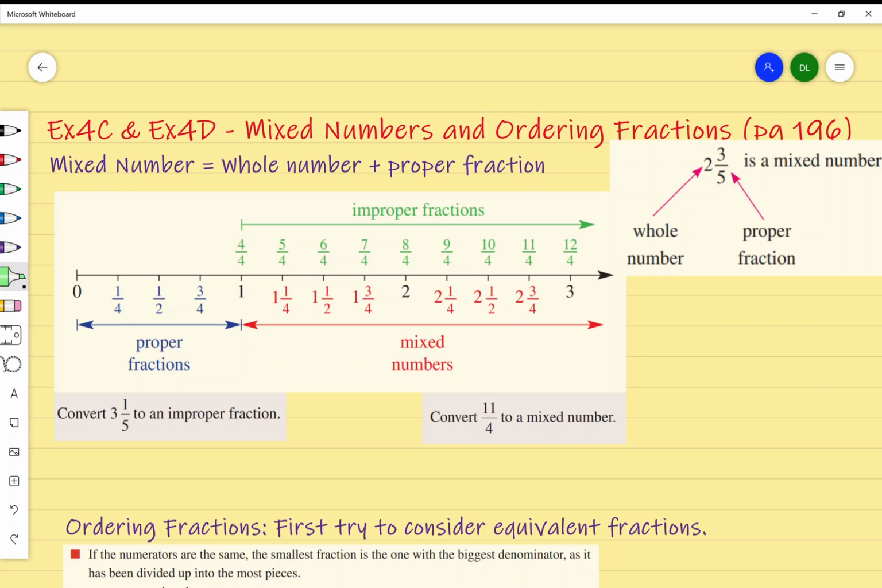Exercise 4C and exercise 4D on mixed numbers and ordering fractions, on page 196 of the newer blue textbook. So, hopefully you guys are quite familiar with the idea of mixed numbers. Why are they called mixed numbers?